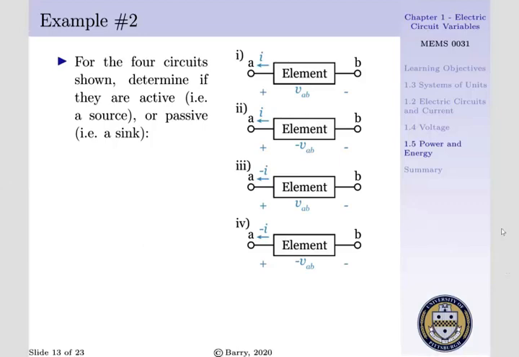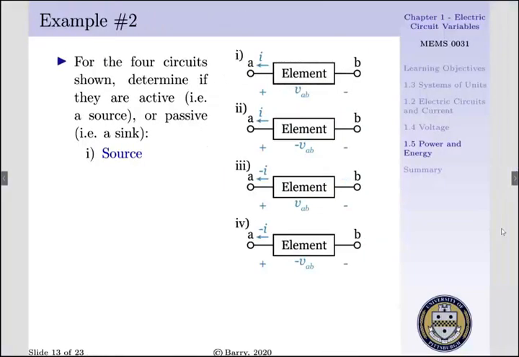Now let us work with the conventions by looking at four circuits shown to the right. We want to determine if they are a source or a sink. Let's begin with our first circuit. Our current is entering at terminal B, running through our element, and exiting at terminal A. It enters at terminal B at a low potential and exits at terminal A at a higher potential. Thus, we are adding energy to our system in terms of increasing our voltage potential. Element 1 is going to be a source.